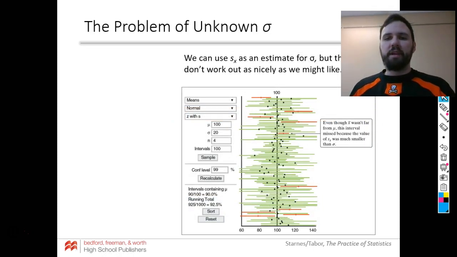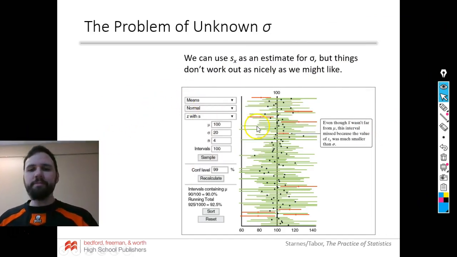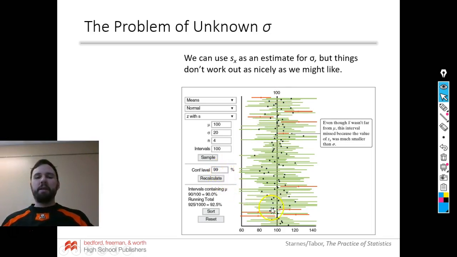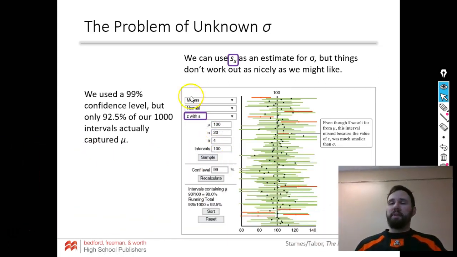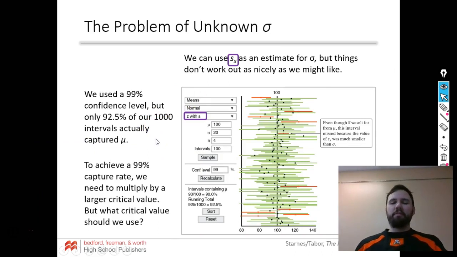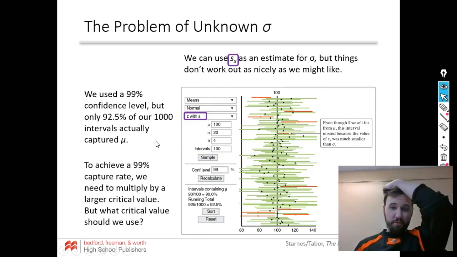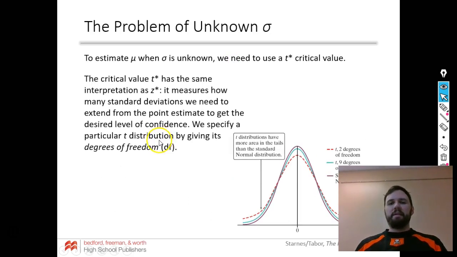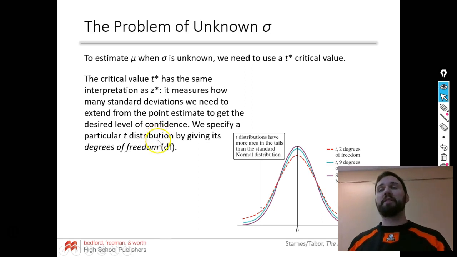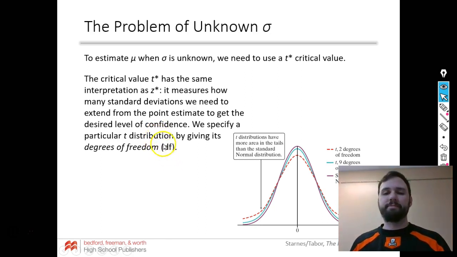Now, one thing that stinks is this. Here was a bunch of intervals we made with a 99% confidence level, but you can see only 92% hit it, because z doesn't work too well. So we're going to use something else. We're going to use t, okay? T is based on degrees of freedom. Your degrees of freedom is 1 less than your sample size, because your sample size makes a bigger impact than it does with proportion. Okay?